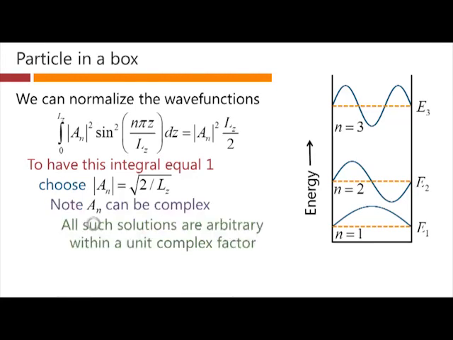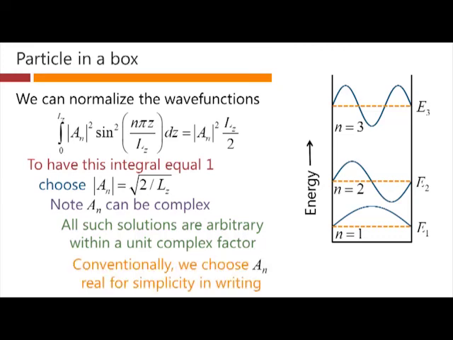Note that an can be complex, and all such solutions are arbitrary within a unit complex factor. But conventionally, we are just going to choose an as real and positive for simplicity in writing, though we remember we could always multiply by some unit complex factor and still get the same normalization.